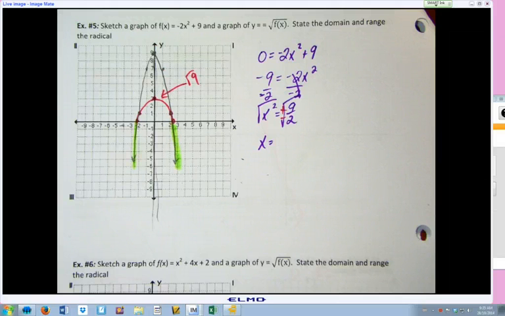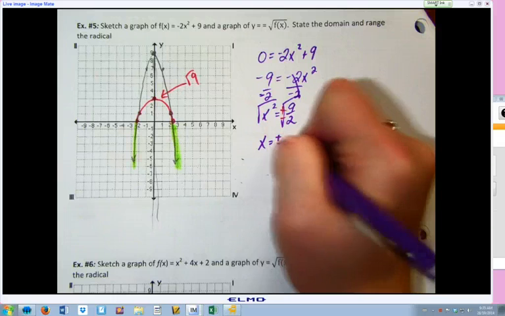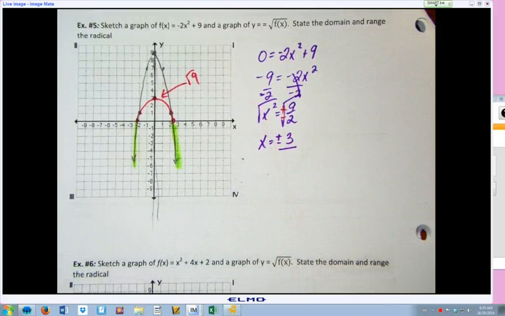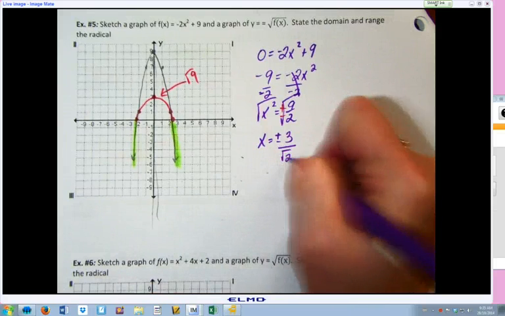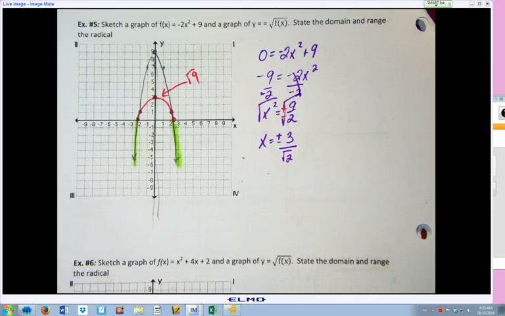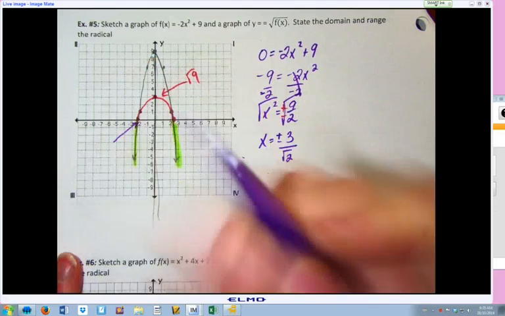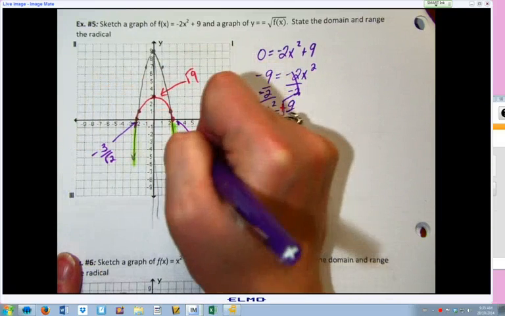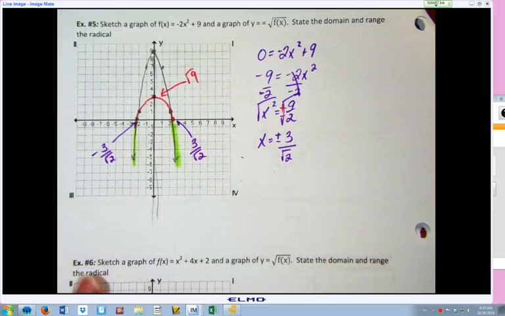So can we do the square root of 9 evenly? Okay, so that's going to become 3. Can we do the square root of 2 evenly? So it just stays. You can rationalize or not rationalize. Remember on the exam they don't make you, so it's totally up to you. And so what that tells us is here it's crossing at negative 3 over root 2, and here it's crossing at positive 3 over root 2.